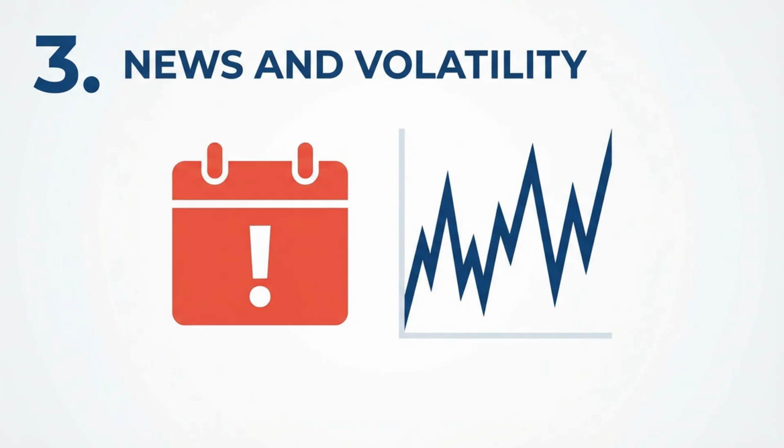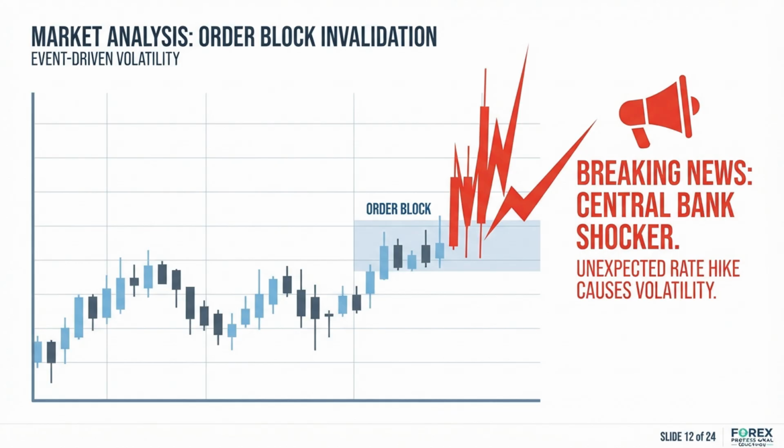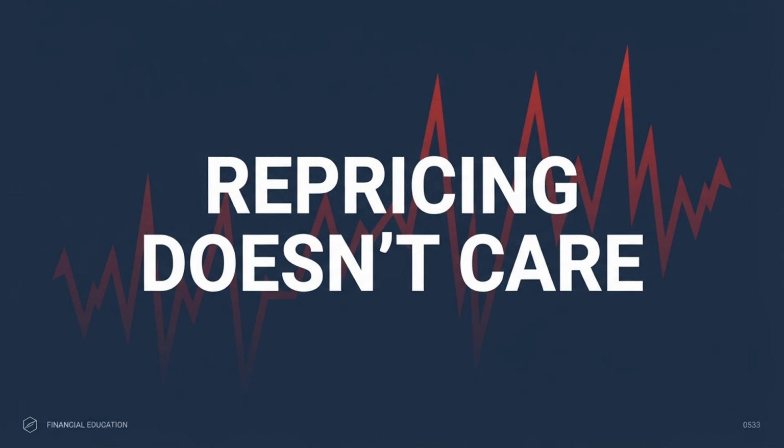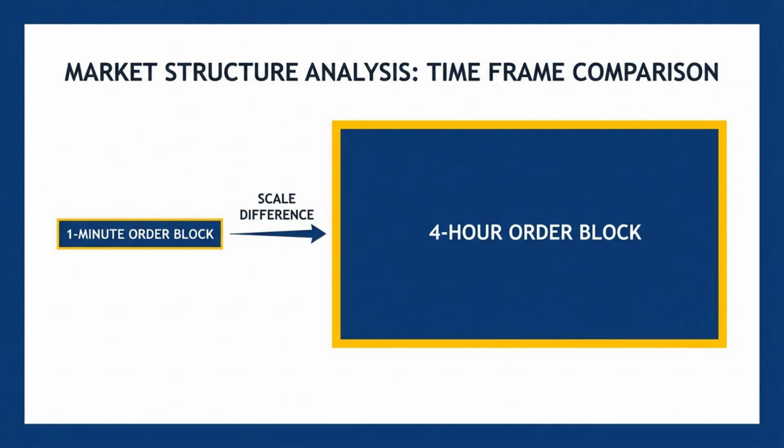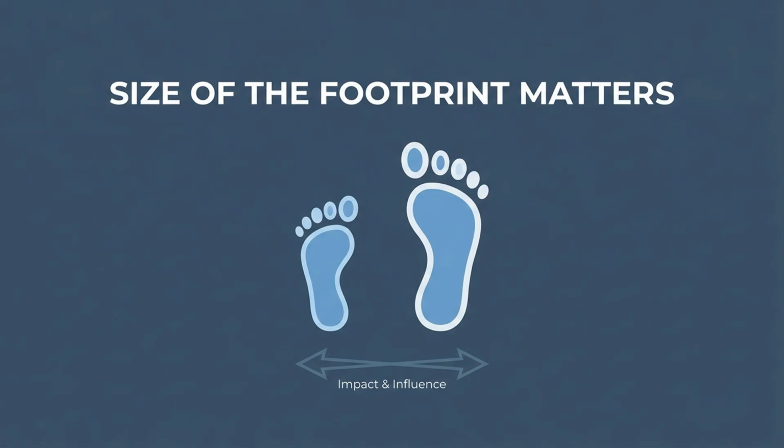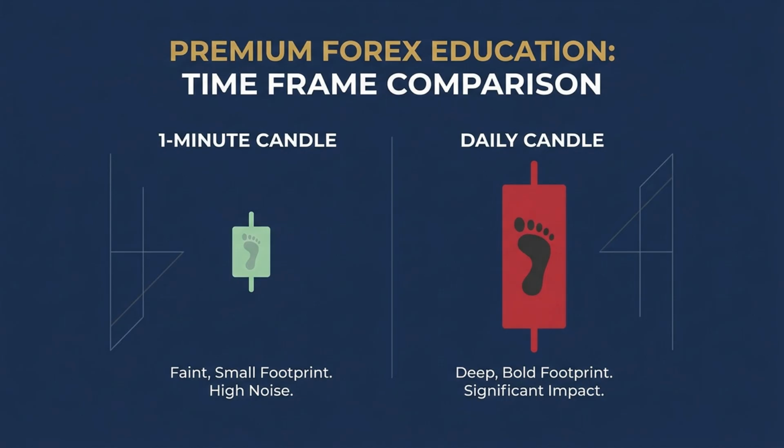The third reason is news and volatility events. High-impact data releases can override normal order flow entirely, because sudden repricing based on new information doesn't care about your technical zone. And the fourth, often ignored reason, is timeframe mismatch. An order block on a 1-minute chart is not the same weight as one on the 4-hour chart. Size of the footprint matters. A bank doesn't leave the same mark on a 1-minute candle that it leaves on a daily one.